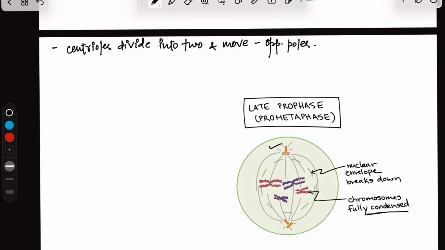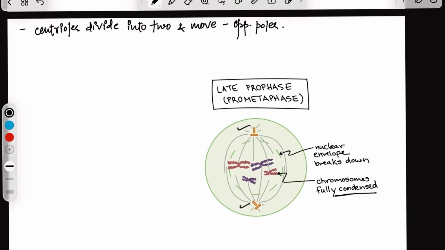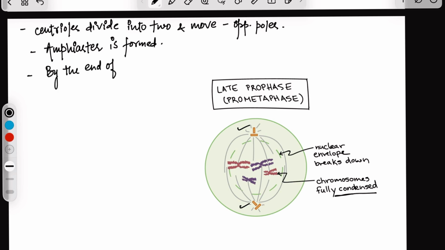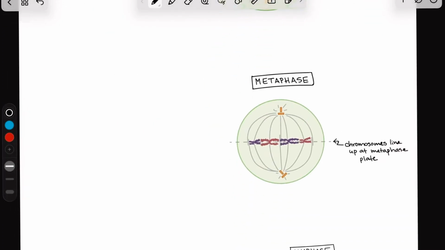In the intervening cytoplasm, microtubules orient themselves between daughter centrioles and a spindle called amphiaster is formed. So microtubules start orienting themselves. Microtubules, like actin and myosin, we have learned about them. They orient themselves between daughter centrioles, and a spindle is formed which is called amphiaster, and by the end of prophase, the nucleolus and nuclear membrane completely disappear.